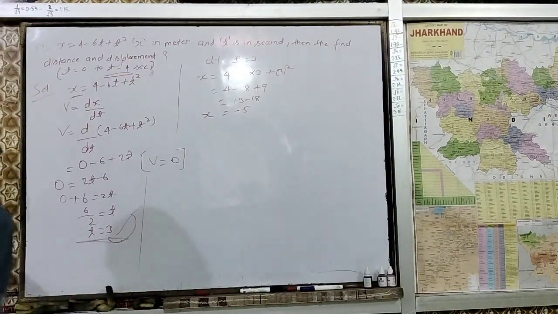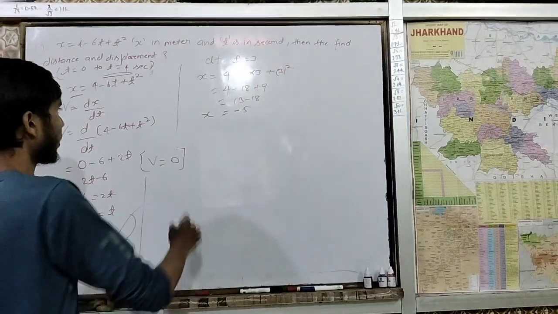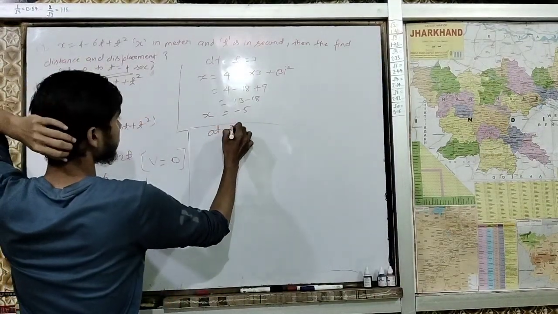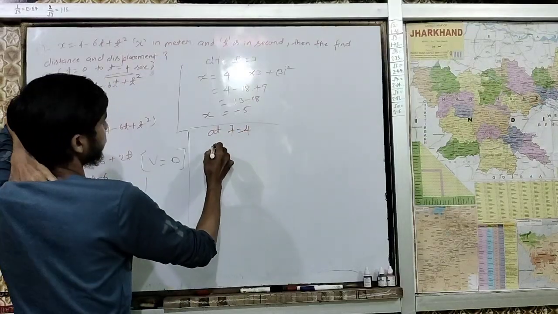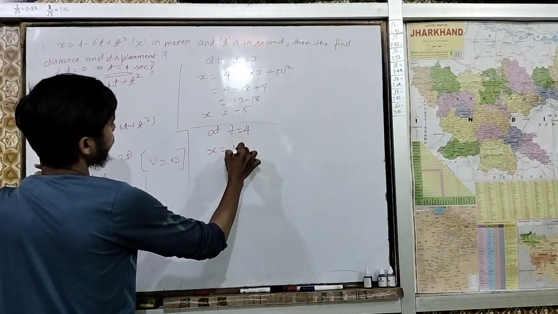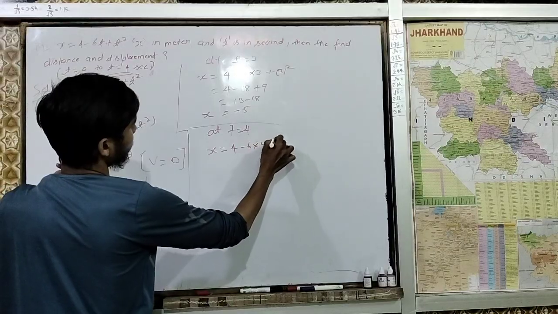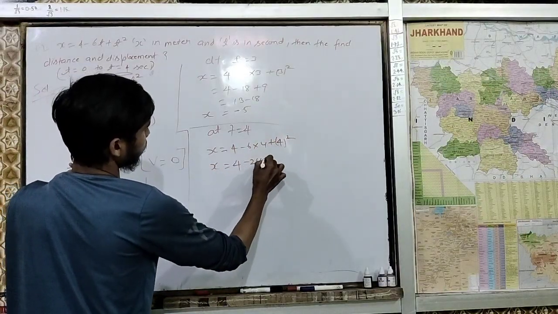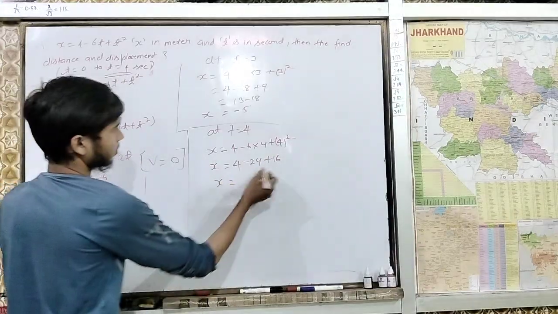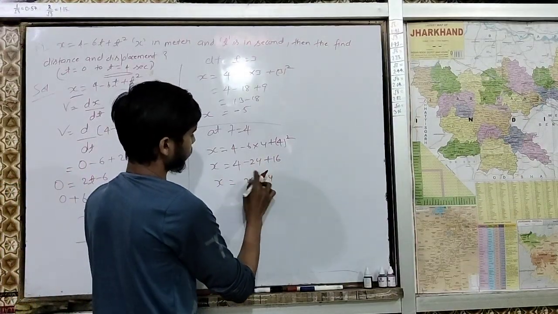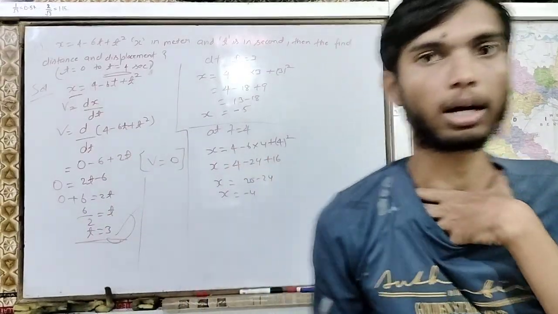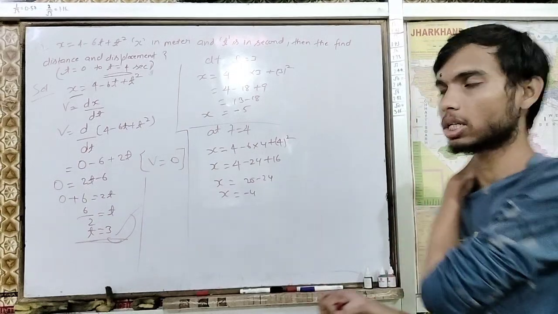Now tell me, if t is equal to 4 seconds, then what will happen? Let's see. At t is equal to 4 seconds, the equation is 4 minus 6 multiplied by 4 plus 4 raised to power 2. So 4 minus 24 plus 16. 16 and 4 is 20, minus 24. This is giving you minus 4. Try to understand this thing which is coming as the answer.